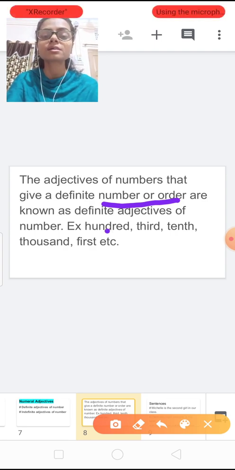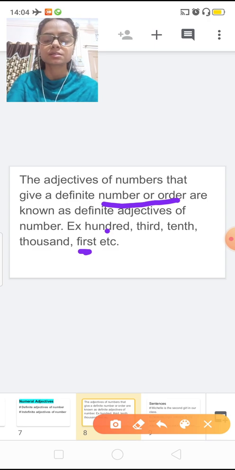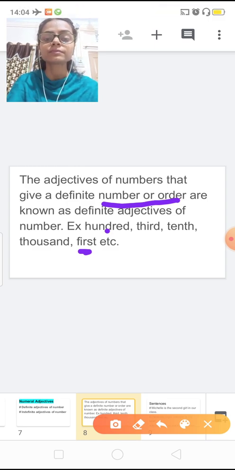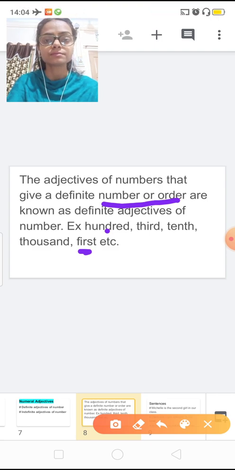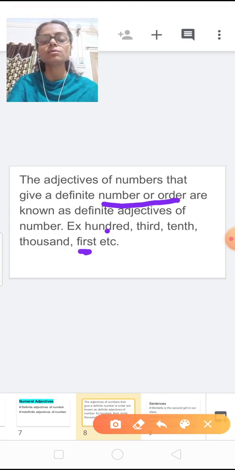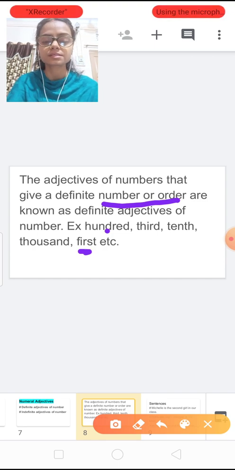Here the number is 100 and the order is first. So what are the definite adjectives of number? The adjectives of number that give a definite number or order. For example, 100, third, 10th, 1000, first, and so on. Now these are the examples. I'll show you some sentences.